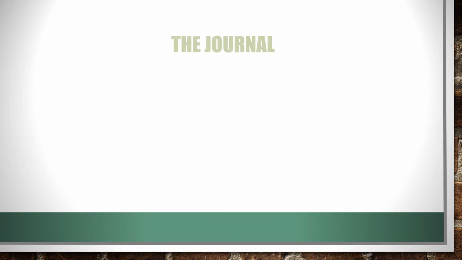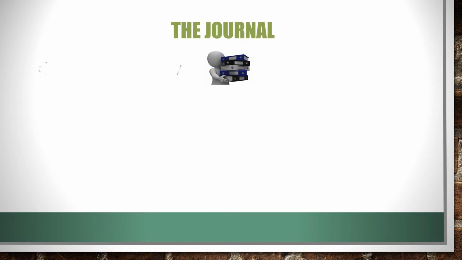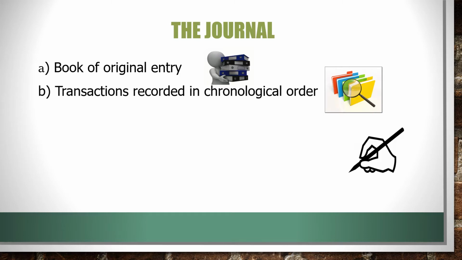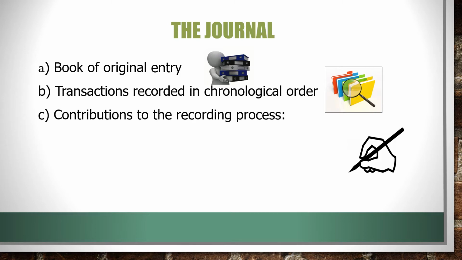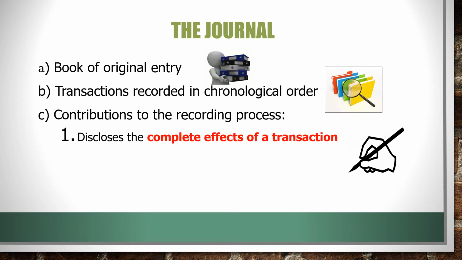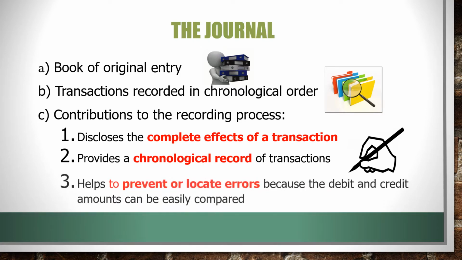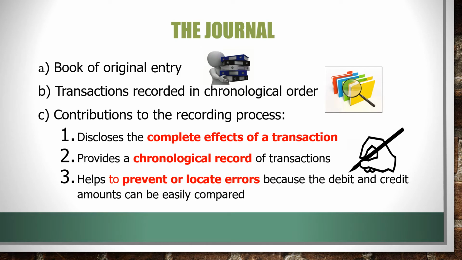Students, what is a journal? A. It is a book of original entry. B. Transactions should be recorded in chronological order. C. Contributions to the recording process: 1. Discloses the complete effects of a transaction. 2. Provides a chronological record of transactions. 3. Helps to prevent or locate errors because the debit and credit amounts can be easily compared.